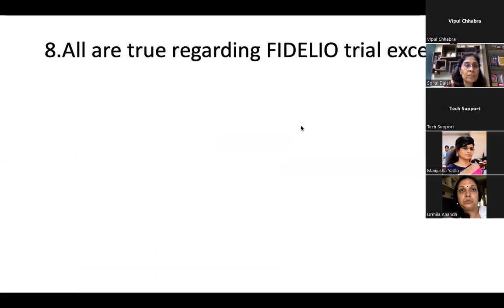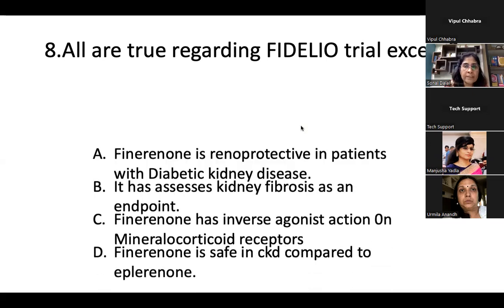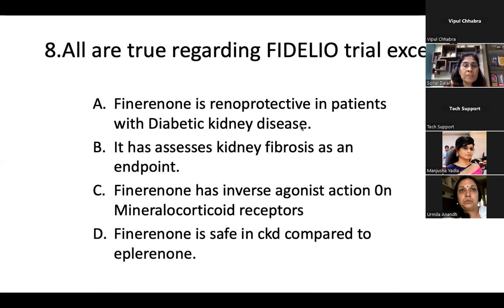Next question, question number 8. All are true regarding the FIDELIO trial, except: option A, finerenone is renoprotective in patients with diabetic kidney disease; option B, it has assessed kidney fibrosis as an endpoint; option C, finerenone has inverse agonist action on the mineralocorticoid receptor; option D, finerenone is safe in CKD compared to spironolactone. Your time starts now.